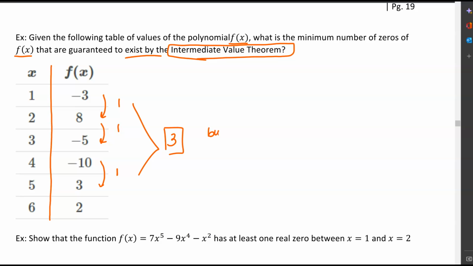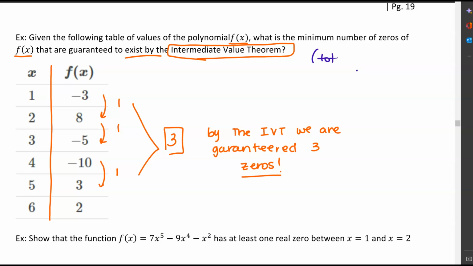So by the IVT, we are guaranteed 3 zeros. So again, every time we're looking at the intermediate value theorem, we're basically looking at how many sign switches. Okay, and that's what we were looking at there.